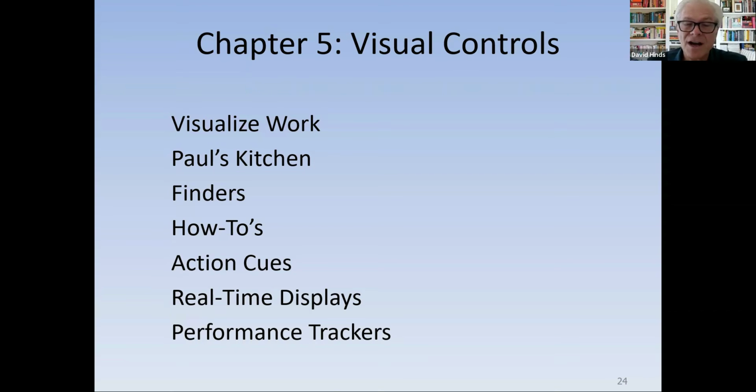Chapter 5 describes and provides many examples of visual controls that can be applied in physical and virtual work environments. The first video provides an overview of what it means to visualize work using visual controls.